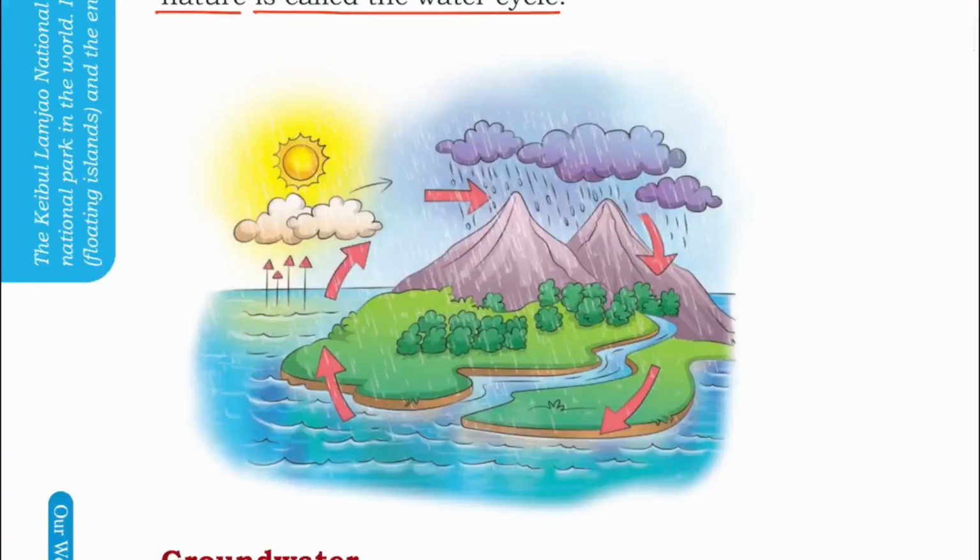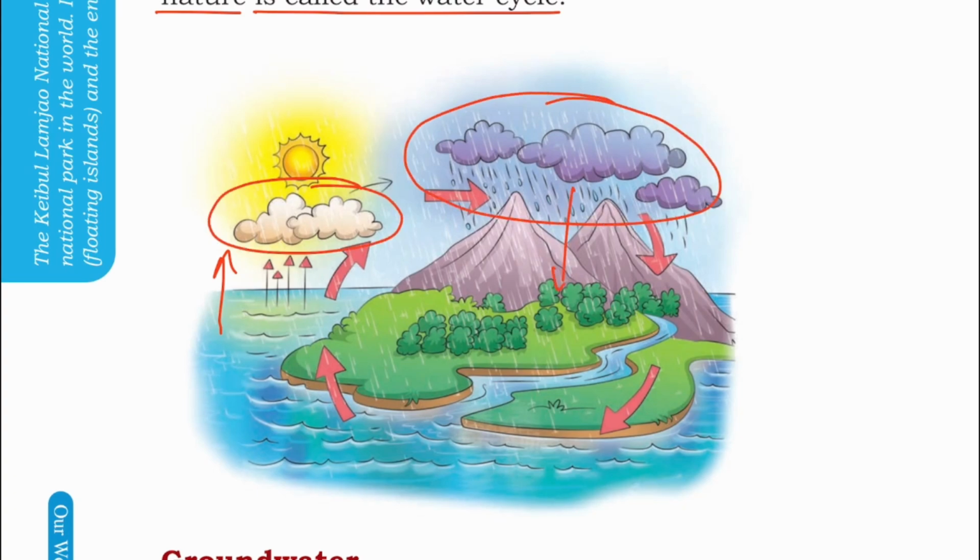You can see the water cycle here. Due to the sun's heat, water from water bodies evaporates to form clouds, and water in these clouds comes down in the form of rain and again goes to the water bodies. This cycle continues and is called the water cycle.